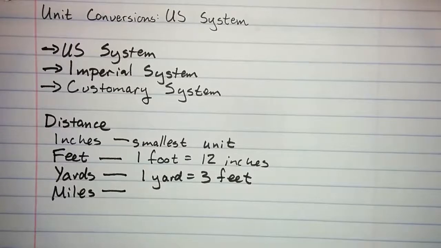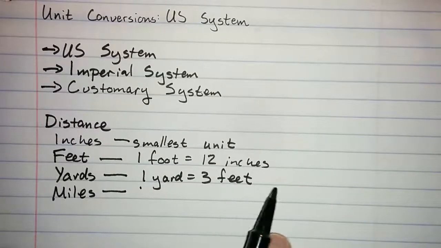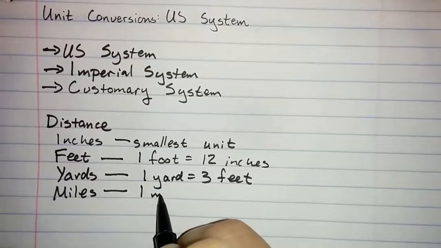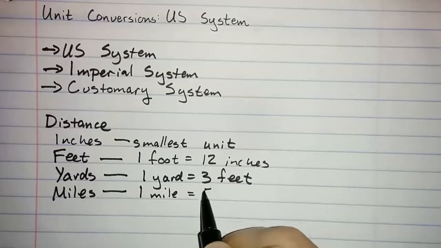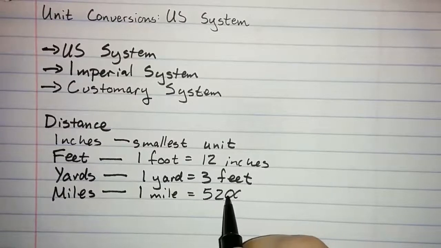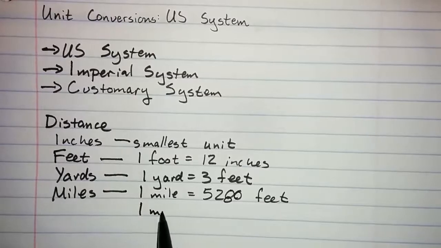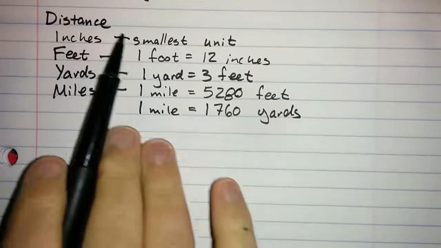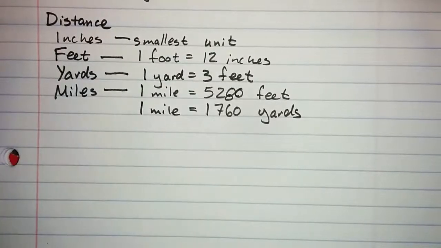Now, miles are a very long distance, and we have two commonly quoted facts about miles. We have 1 mile equals 5,280 feet, or 1 mile equals 1,760 yards. There are shorter units than inches that appear in the customary system, but nobody ever uses them anymore, so we're not going to bother with them.